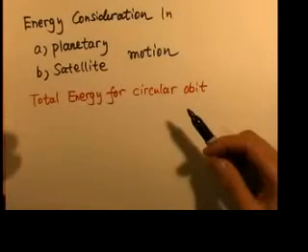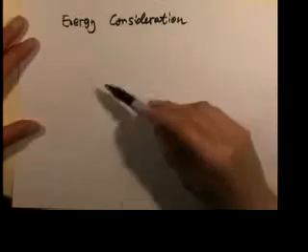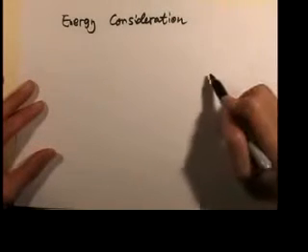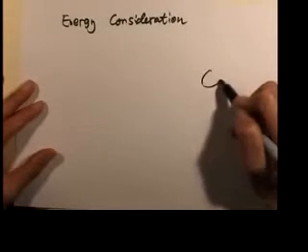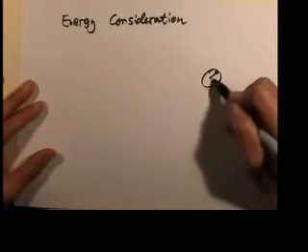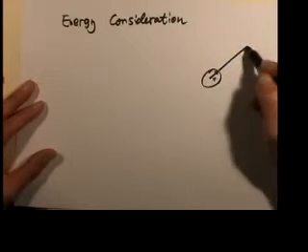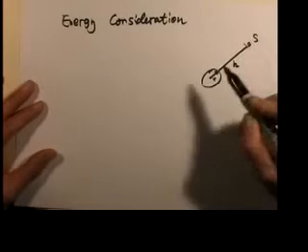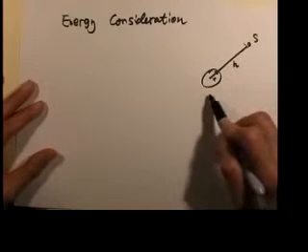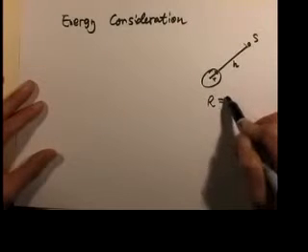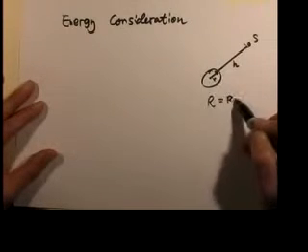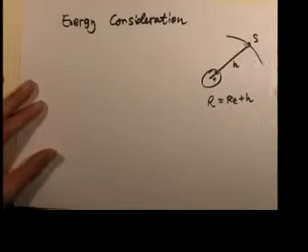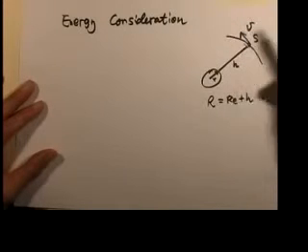So let's talk about energy. Let's have an energy consideration about planetary and satellite motion. Imagine that this is Earth, and that is the radius of the Earth, and we have a satellite which is h meters above the surface of the Earth. That's the satellite. The definition of its orbital radius is the radius of the Earth plus the altitude h. And if it's in a circular orbit, the tangential velocity is v.